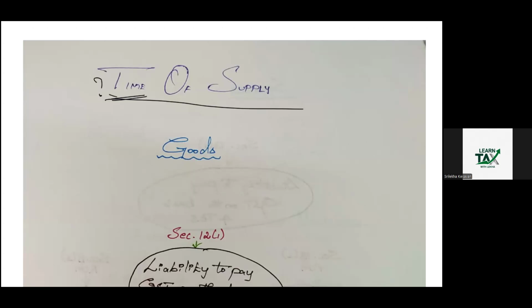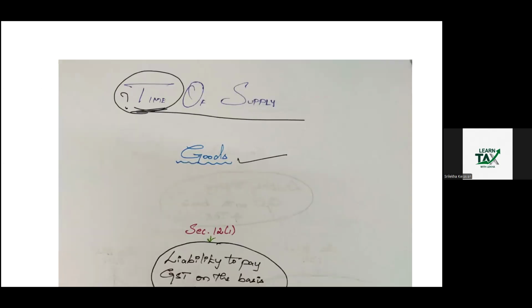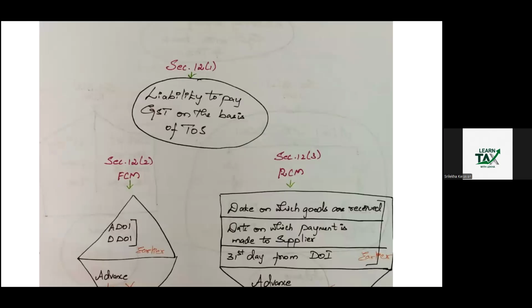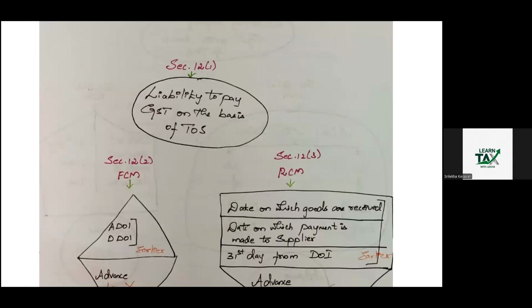We have to determine it for goods and services. There are different criteria for goods and for services. Today, we are going to see goods. For goods, the liability to pay GST is on the basis of time of supply, as stated by Section 12, subsection 1.